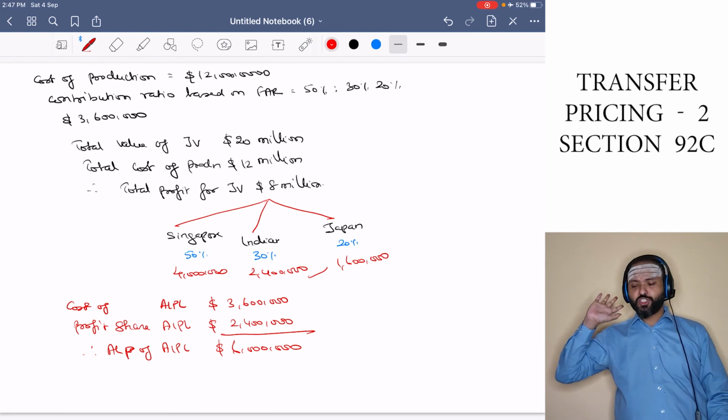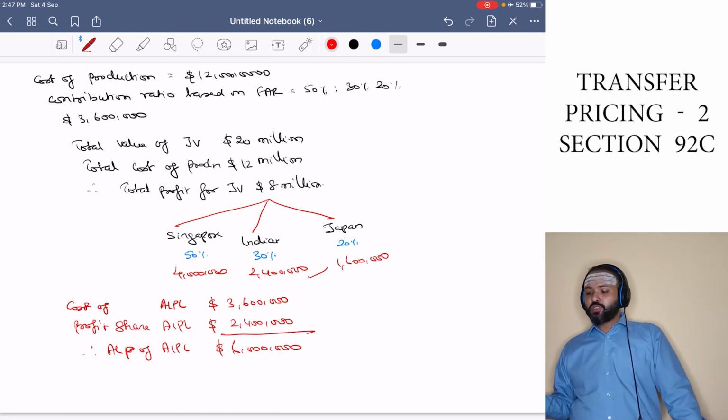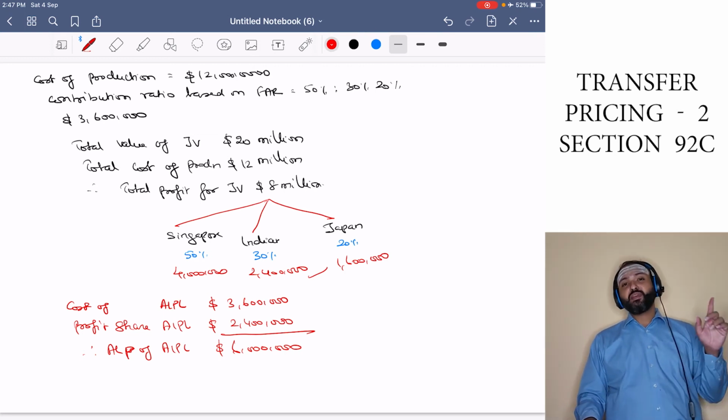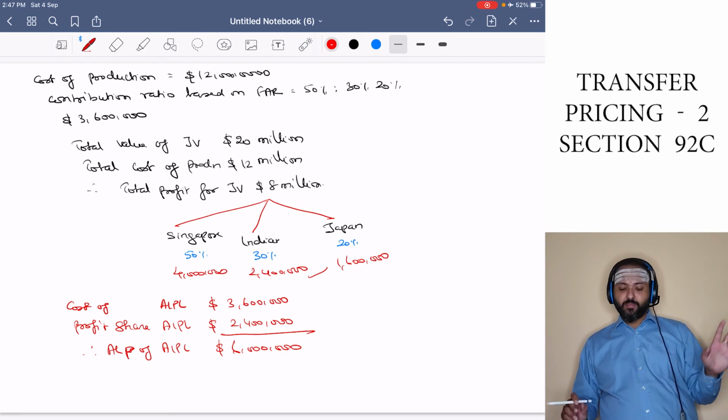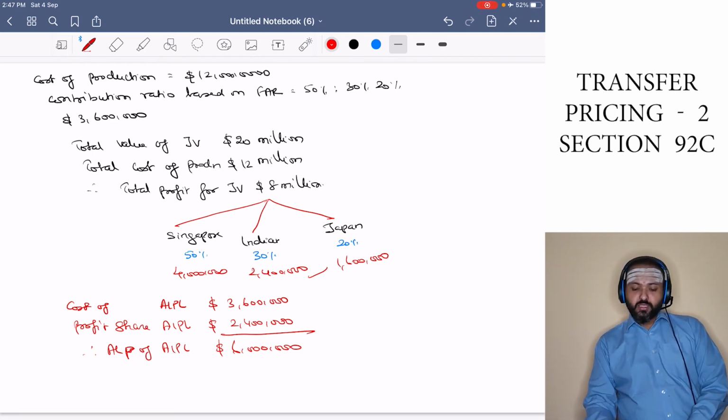Go back to the question. What are they talking about? The revenue retained by ASPL. So the revenue of 20 million, 10.5 million goes to Singapore, 5 million goes to India, 4.5 million goes to whom? It goes to Japan. So what is the transactional price?